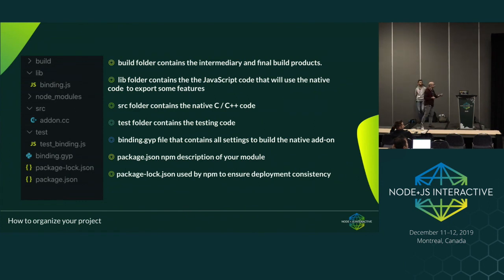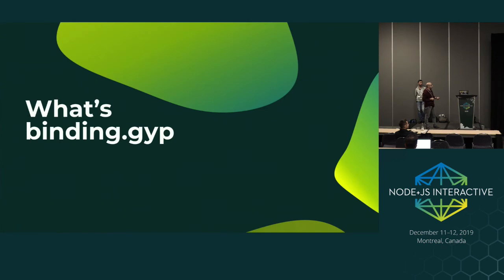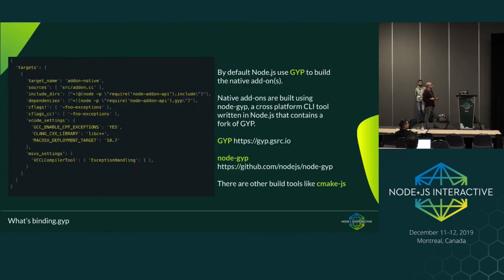There is a folder called src where there is the native code, C and C++ code, and a special folder called build that contains intermediary and final build products. And then we have binding.gyp, which is a special file that contains all the settings to build your native add-on. Binding.gyp is used by Node.js, and internally it is used by GYP, that is the default building tool that Node uses to build native add-ons.